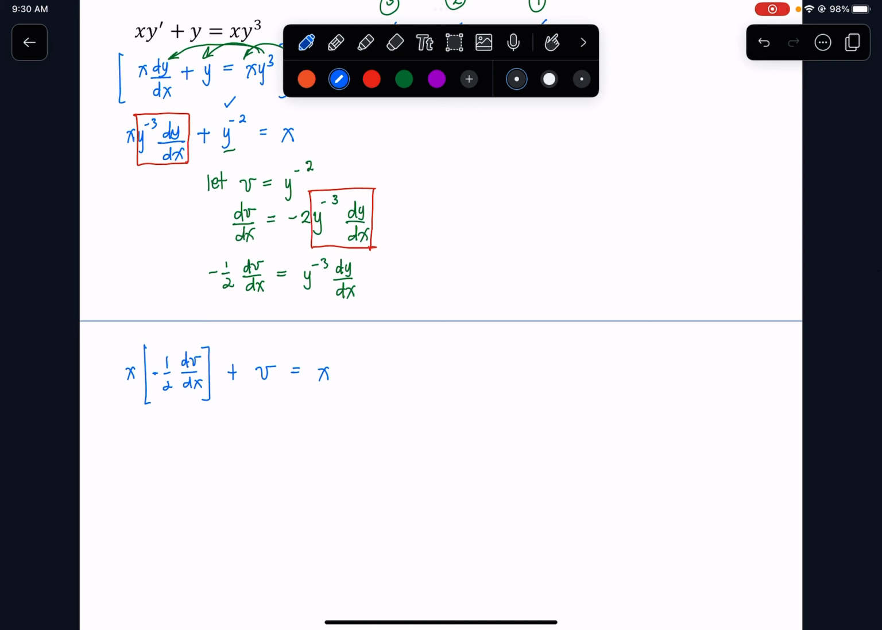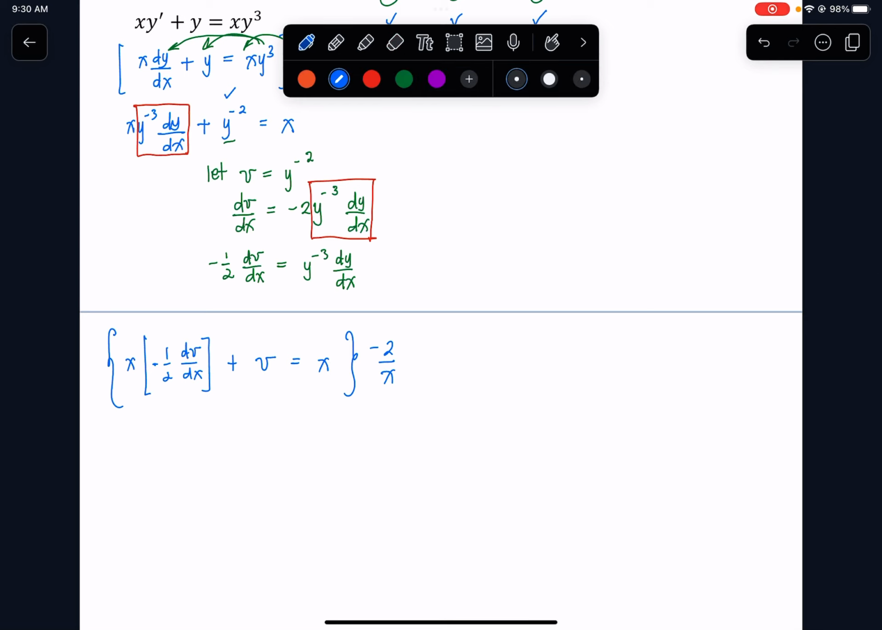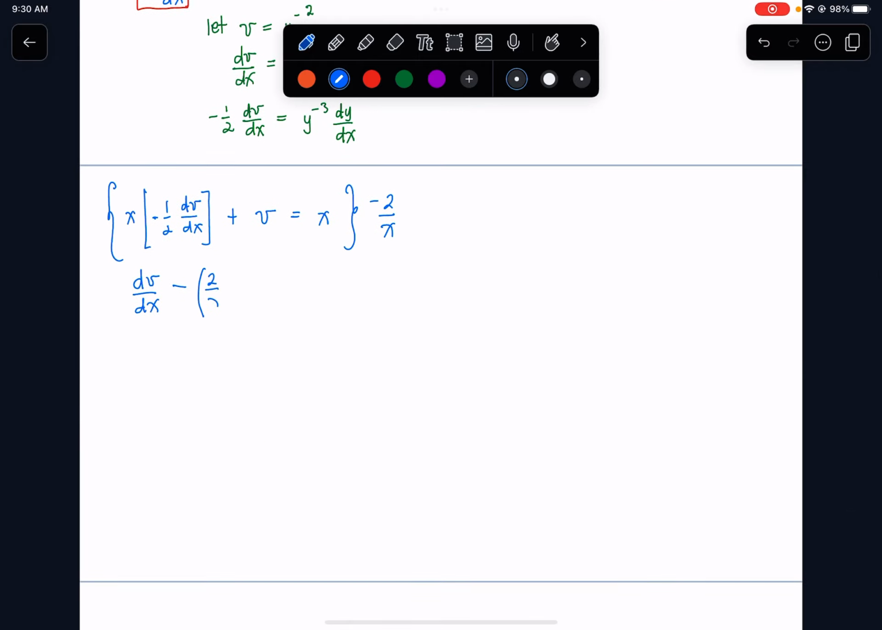So in this case, we have the negative x over 2 as the coefficient of dv over dx. So thus, we multiply it with the inverse, so that would be negative 2 all over x. So multiplying it with negative 2 all over x, it would cancel out the negative x over 2, giving us dv over dx, and then minus negative 2 over x times v. So negative 2 all over x multiplied with v is equal to... x will be cancelled out, so leaving us to have a negative 2. So dv over dx minus 2 all over x v is equal to negative 2.